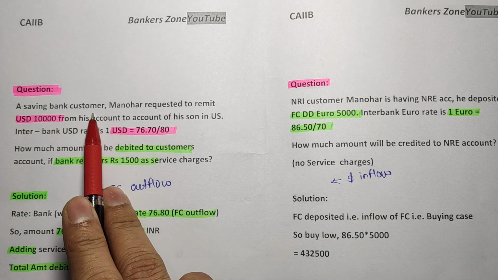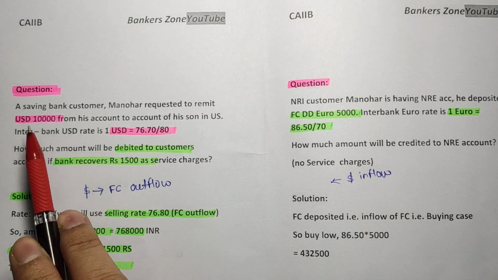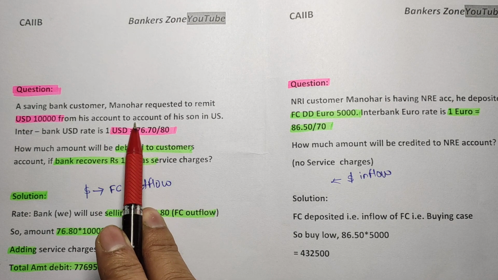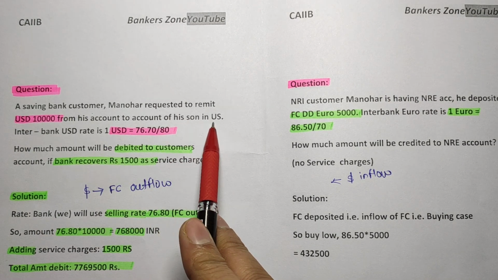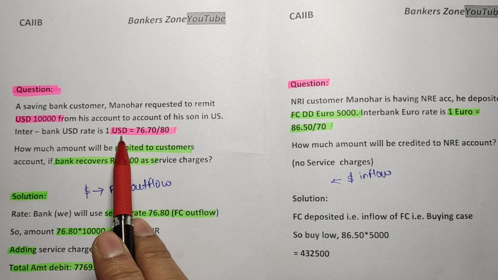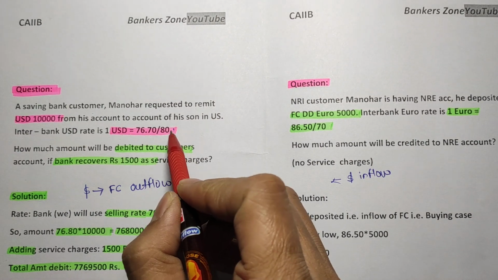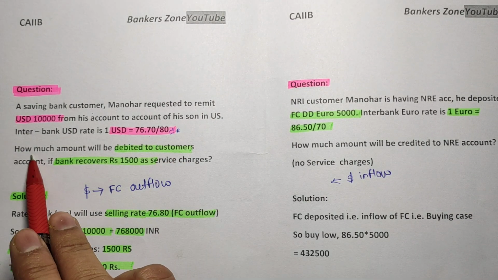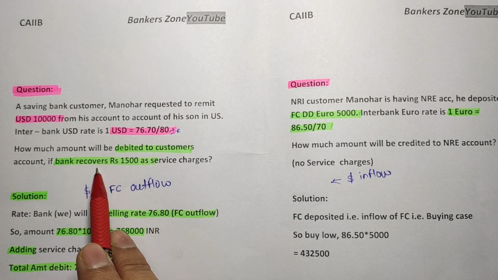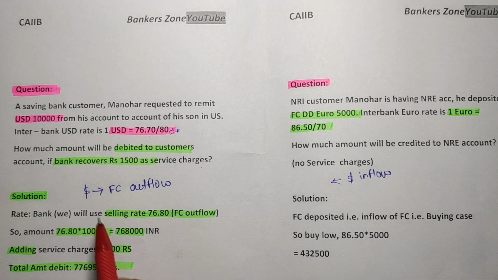Saving bank customer Manohar is a saving bank customer requested to remit 10,000 US dollar from his account to account of his son in US. The interbank USD rate is given 1 US dollar is equal to 76.70/80 INR, right? And how much amount will be debited to customer's account if bank recovers 1500 as the service charges? So friends, see question.